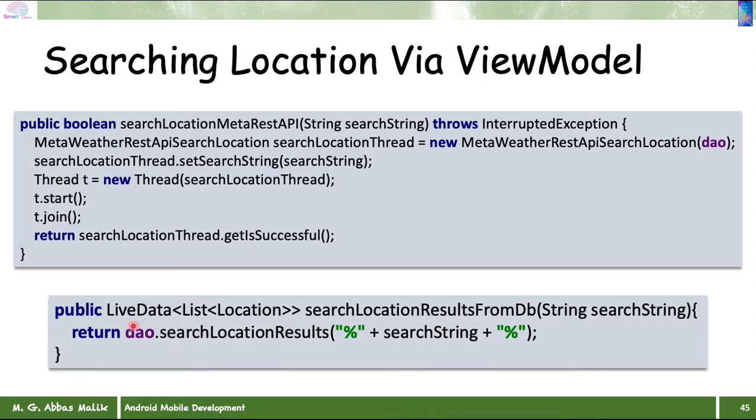And then we also have one other method inside our view model class that is going to return our live list of locations from our database. So search location results from database, again we provide the same search string that we provided here, and then using that we pass it on to the DAO to search that specific string and return the answers.